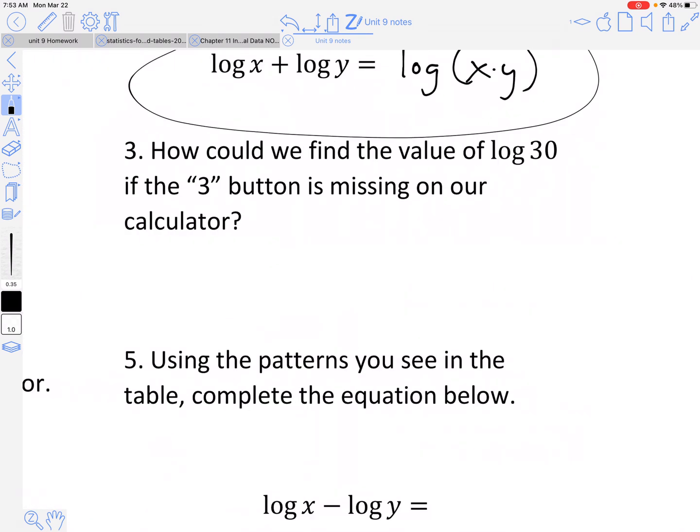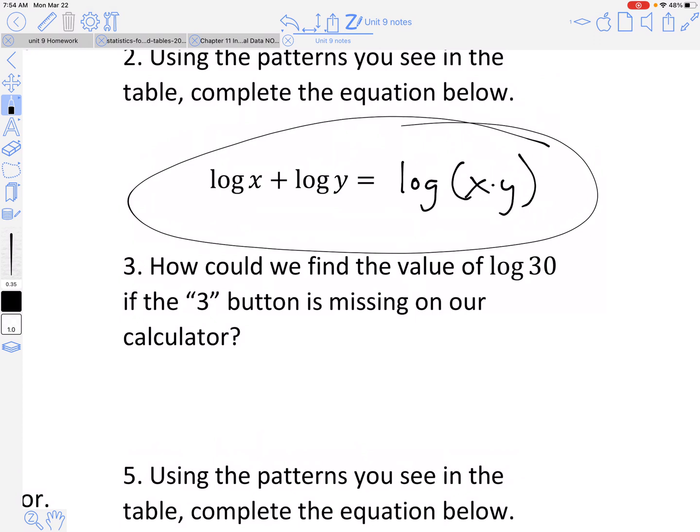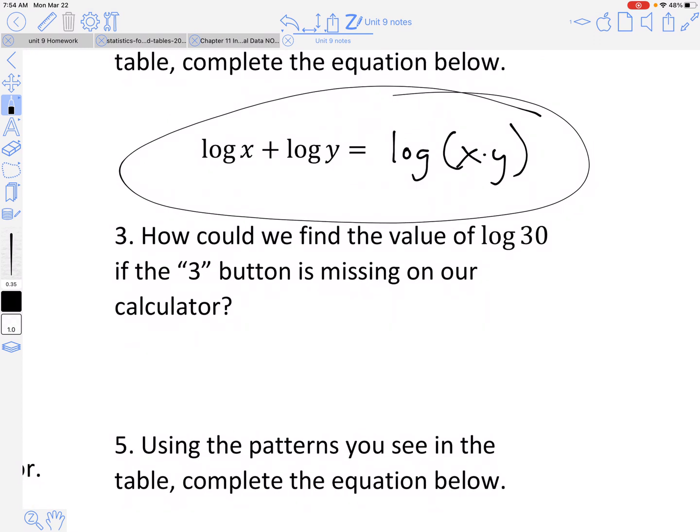All right, number 3. How could we find the value of log 30 if the 3 button was missing on our calculator? So I want you to think about undoing this rule up here, right? Instead of log 30, are there 2 numbers we could multiply to create 30 that don't involve the number 3? Well, we can't do 3 times 10, right? We can't do 1 times 30 because the 3 button's missing. Well, what if we did 2 times 15?